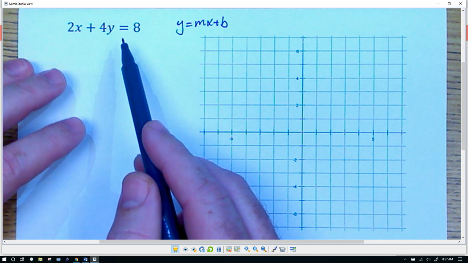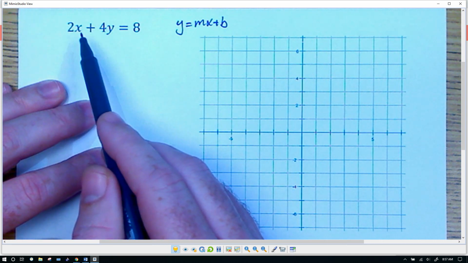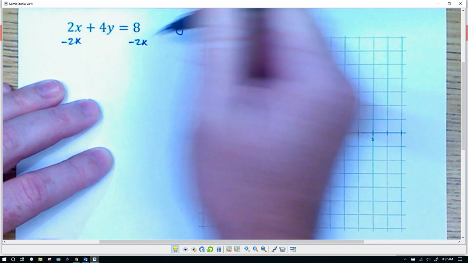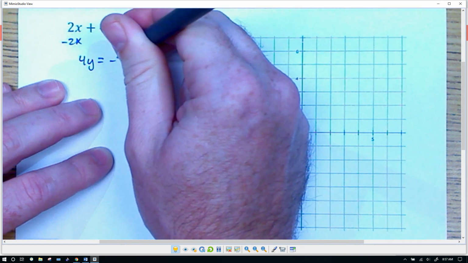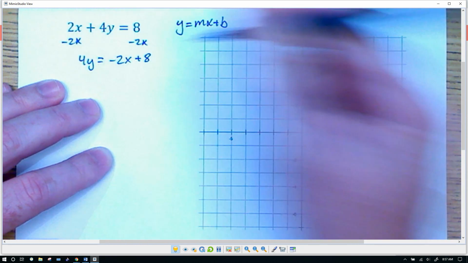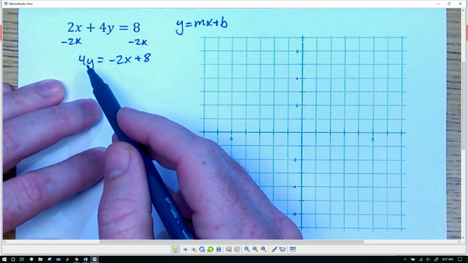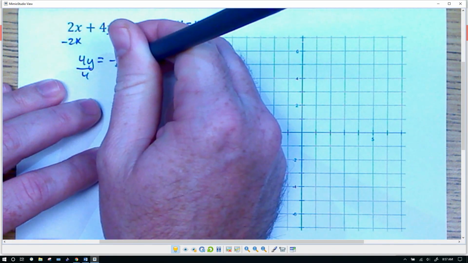Okay, so the first thing we need to do is get y by itself. But to do that, we need to get rid of the x that's on this side. So we're going to subtract 2x on both sides to get rid of that x. So I'm left with 4y equals negative 2x plus 8. So it almost looks like y equals mx plus b. We're almost there. We need to get rid of the 4. 4 is multiplying y, so you're going to divide by 4 to everything.